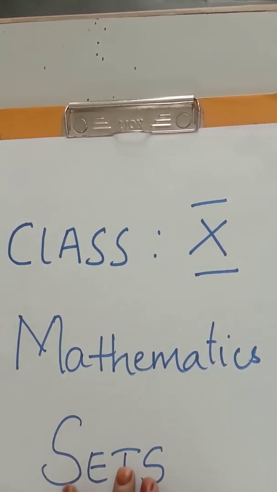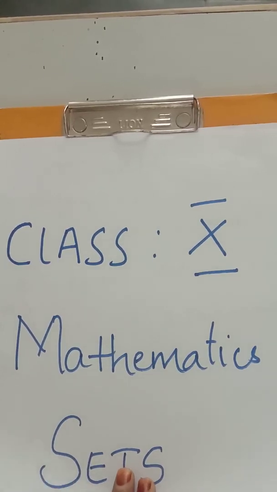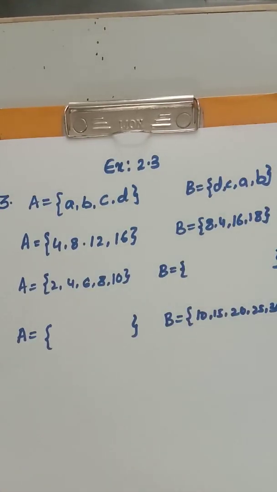Sets, exercise 2.3. We have completed the second bit. We are going to start the third one. When I am reading the question, just look into your textbook. Third one, exercise 2.3. In each of the following, state whether A is equal to B.